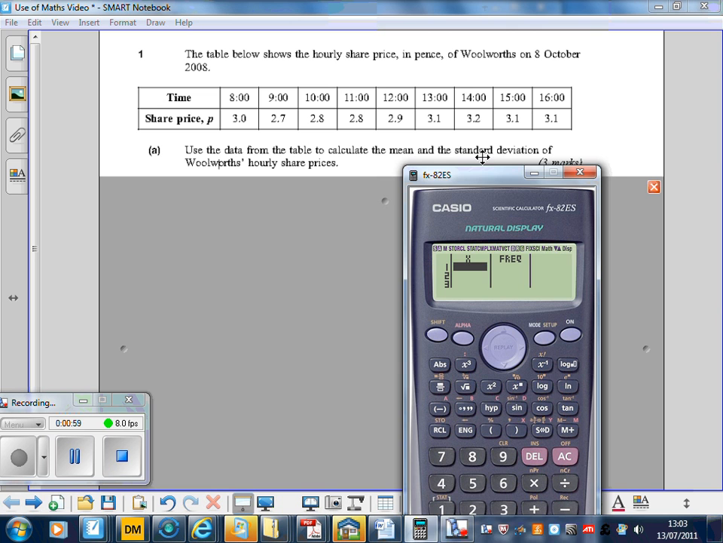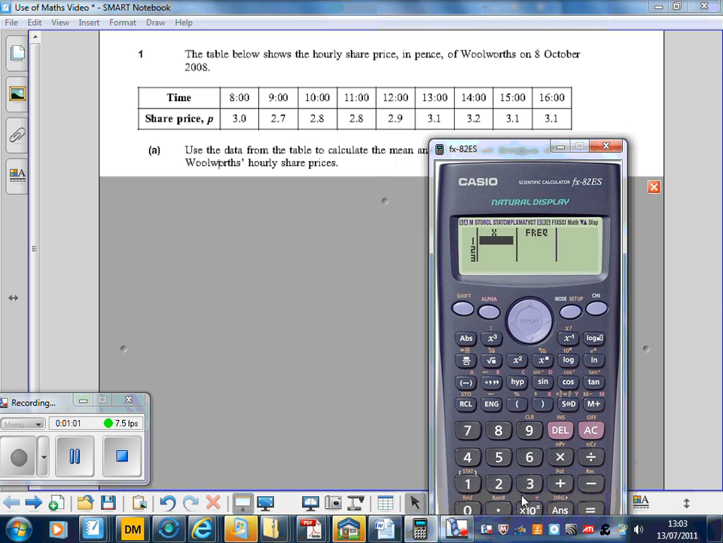Okay, so the first one is 3. Let's move that up slightly. So 3.0. Can press equals to move on to the next row. So 2.7, 2.8, 2.8, 2.9, 3.1, 3.2, 3.1.